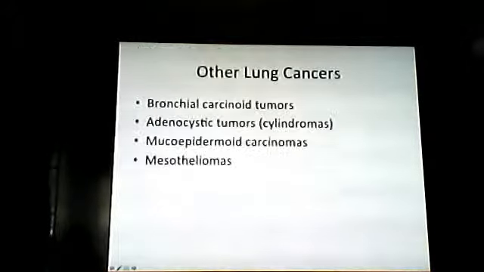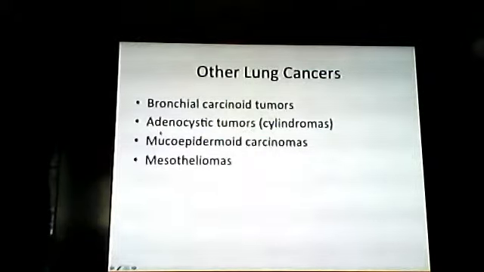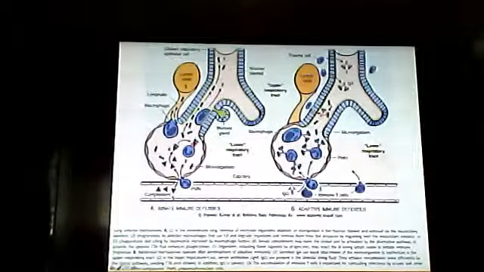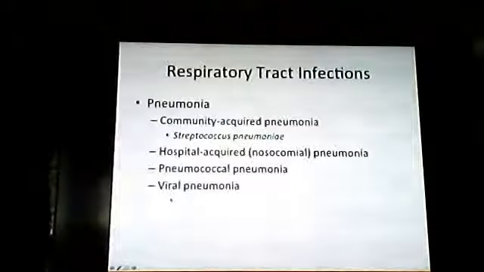Yeah. And then you can have limited cancer staging, and that's a less than 20% chance of 5 year survival, or extensive cancer, which is a very, very low survival chance. Other forms of lung cancers are bronchial carcinoid tumors, adenocystic, mucoepidermoid, and mesotheliomas. He doesn't really talk about them too much, so I'm not going to cover them too much either.